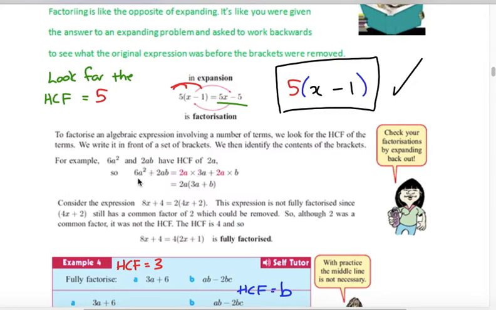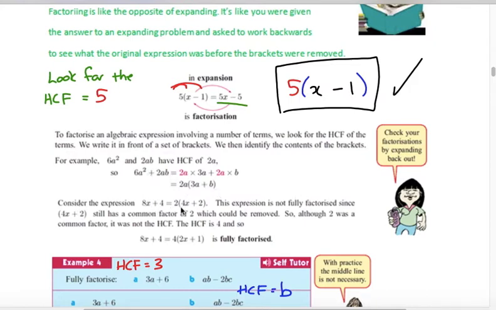So if the expression was 6a squared plus 2ab, you don't have to write out this step, I tend to go straight to here. Identify the highest common factor, which is 2a, write 2a out the front of the brackets, then I open up the brackets and just leave it open, and then think, 2a times what would have made 6a squared? That would have been 3a, because 2a times 3a is 6a squared. 2a times what would have made 2ab? That's right, 2a times b would have made 2ab.